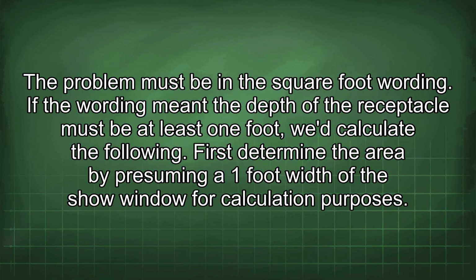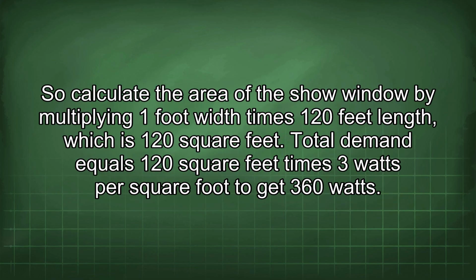The problem must be in the square foot wording. If the wording meant the depth of the receptacle must be at least 1 foot, we'd calculate the following. First, determine the area by presuming a 1 foot width of the show window for calculation purposes. So calculate the area of the show window by multiplying 1 foot width times 120 feet length, which is 120 square feet. Total demand equals 120 square feet times 3 watts per square foot to get 360 watts.